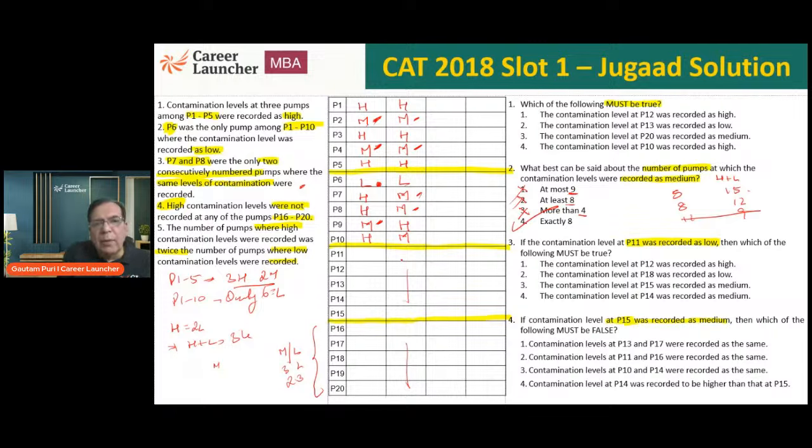So 1, 2, 3, 4, even if you say 3 mediums here and 3 mediums here, not possible, but let me take that case. 6 and 3, 9. You're getting maximum 9 mediums. So ye case to chala gaya hai. Okay. Now let's look at the 5. Can you get 5 medium? Okay. Let's see. Can you get 5 mediums? Let's see.